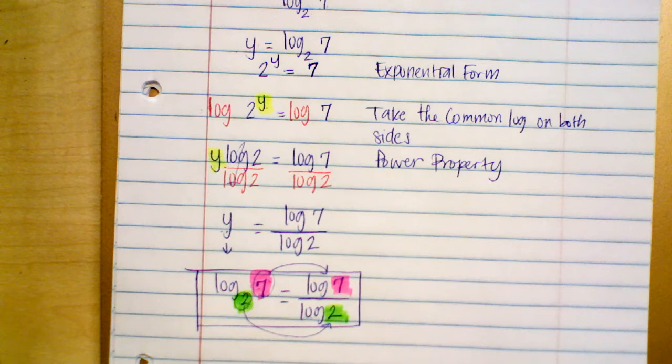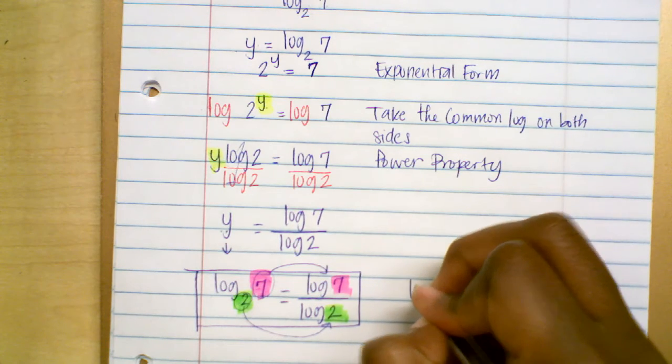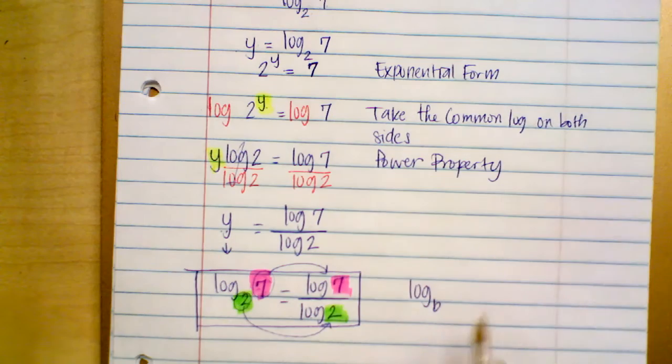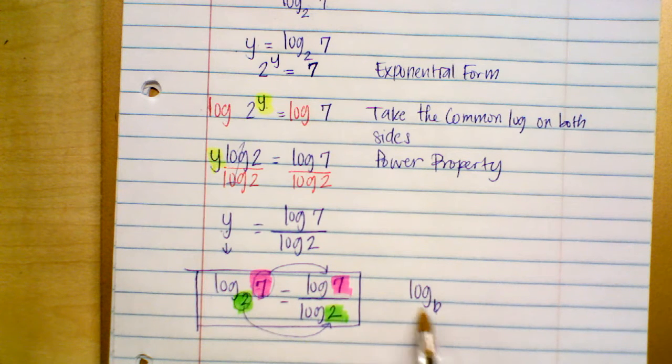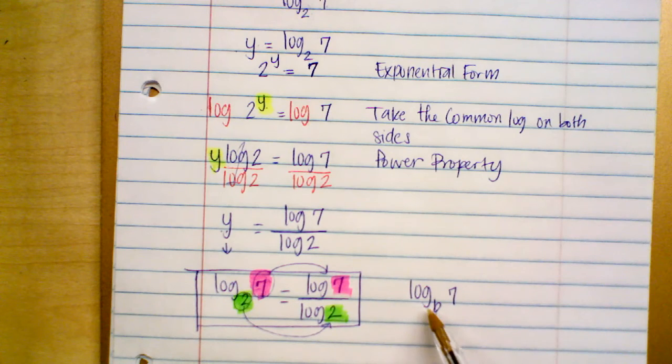And it works for any kind of base other than e or 10. What do I mean? The general formula would be, if I want, I can generalize this: for any log with base b, a base other than 10 or e, log base b of x, where we don't know that number, and x is the number within the log.